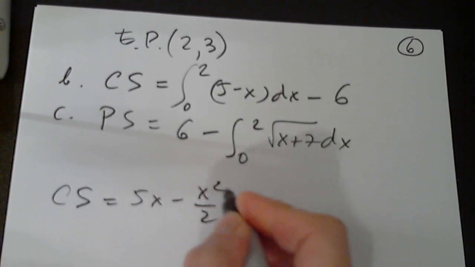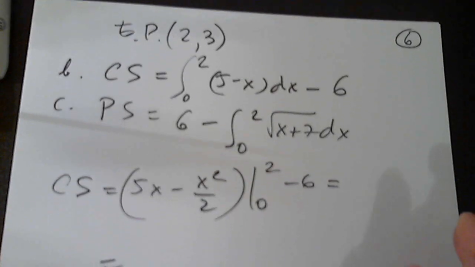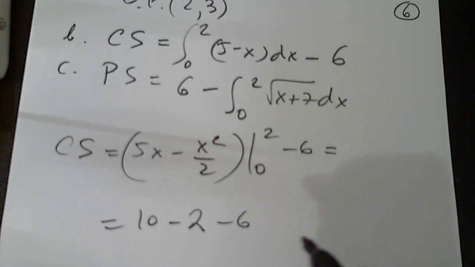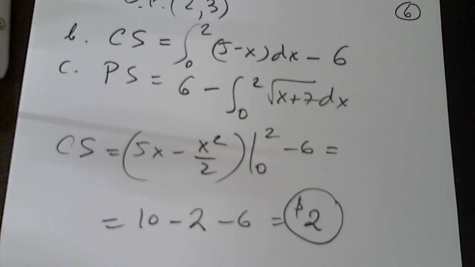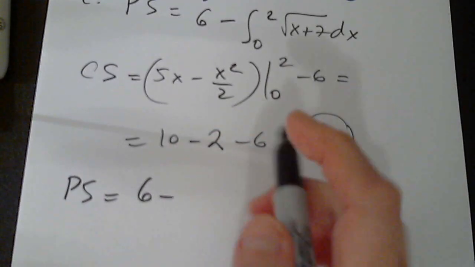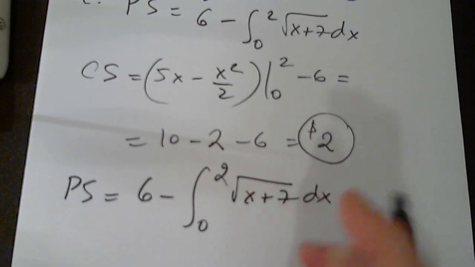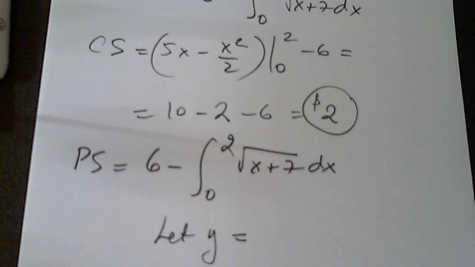So, the consumer surplus: 5x minus x squared over 2, from 0 to 2, minus 6. When I plug in 2, I get 10 minus 4 divided by 2 is 2, and minus 6, so this is $2. That's the consumer surplus. Now, for the producer surplus, I have 6 minus, and I'm going to copy it as is. Here I have to use a substitution. Can anyone come up with a substitution for us?